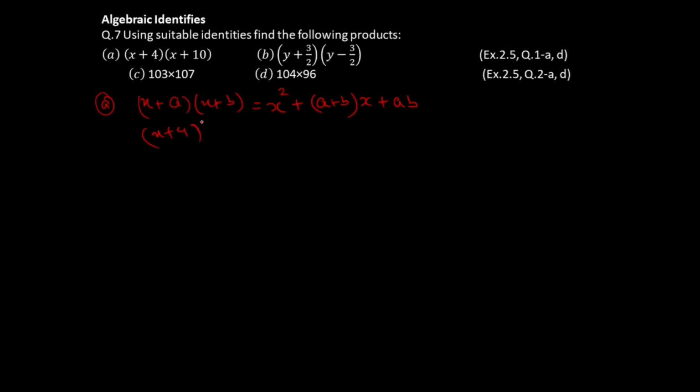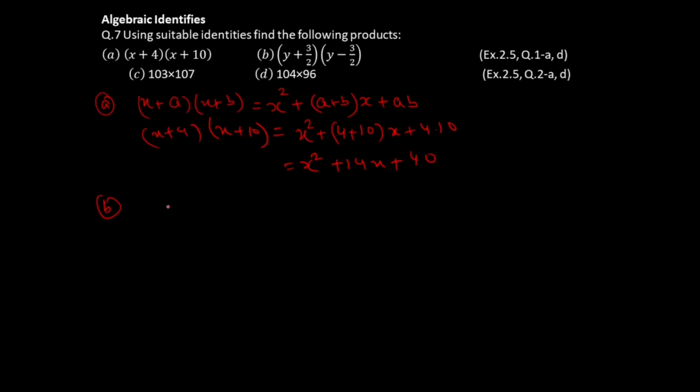So x plus 4 and this is x plus 10. Just replace a by 4 and b by 10, you will get the answer. So the answer is x square, a is 4, b is 10. Simplify: x square plus 14x plus 40. That's my answer for part A.